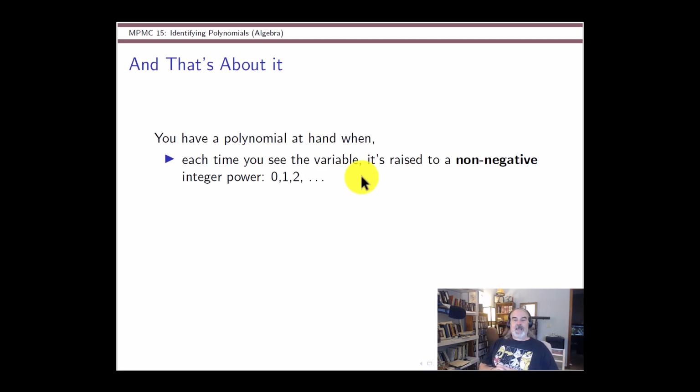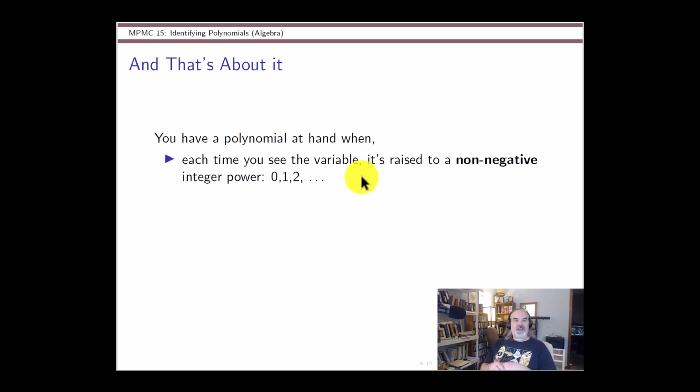Okay, x or y or t or q or whatever the variable is cannot be raised to the 1/2. It cannot be raised to the -2.7, right? None of that business. It can only be raised to non-negative integer powers, and the terms that contain those instances of the variable raised to the right power have to be alone.